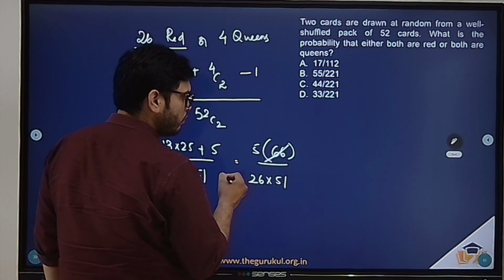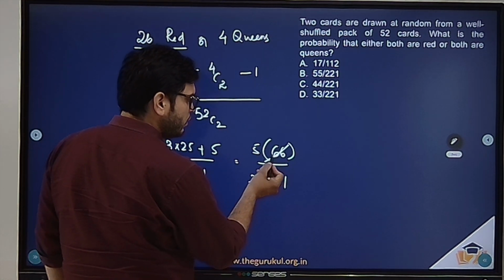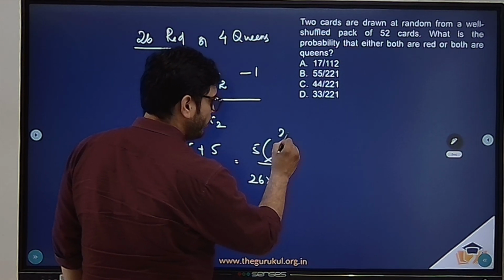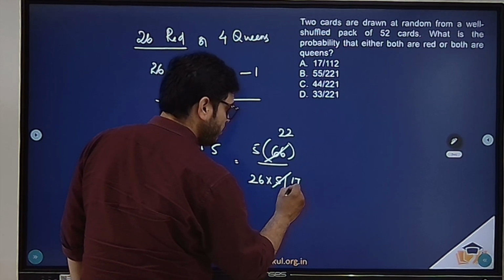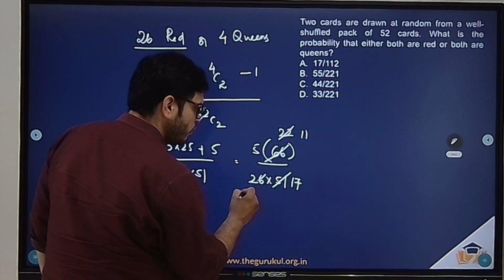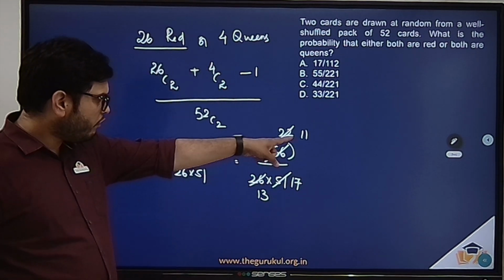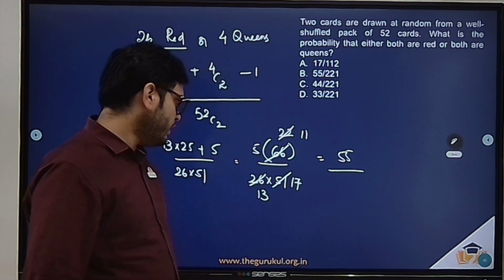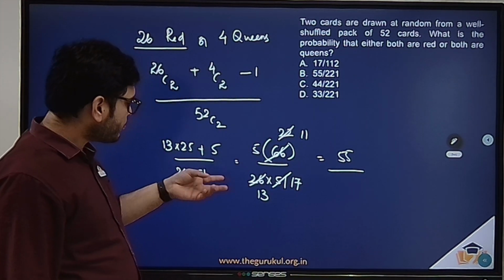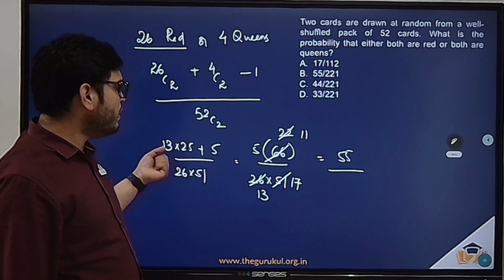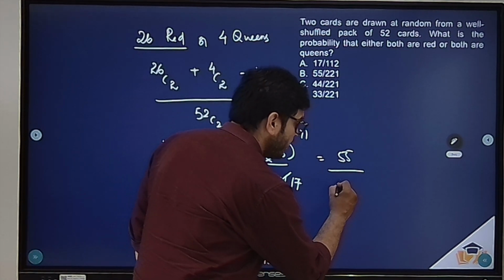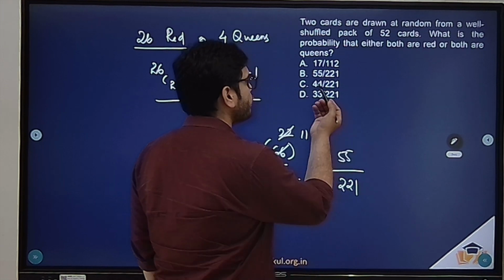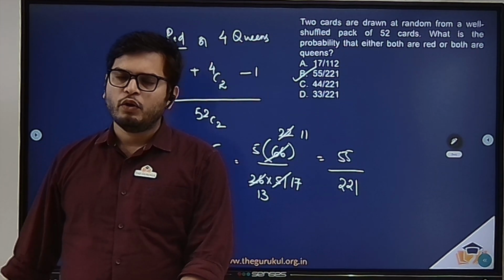Right. Now, what do we have? 66 is 3 into 22, 51 is 3 into 17, 22 is 2 into 11, 26 is 2 into 13. So 5 into 11, 55 over 13 into 17. 13 into 17 is 170 plus 51, 221. So the answer for this question should be 55 by 221.